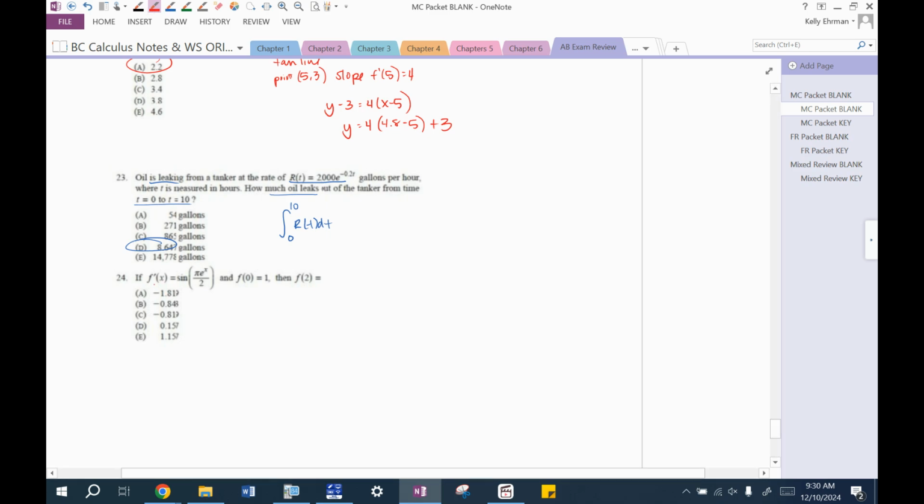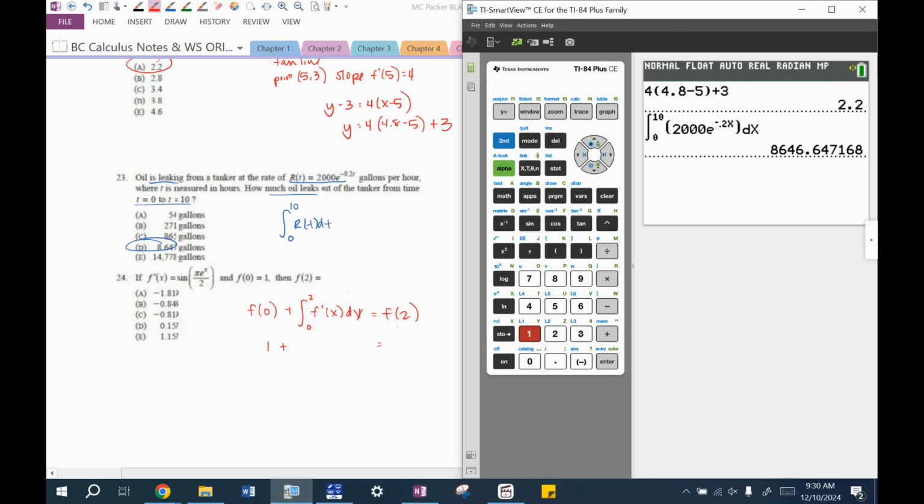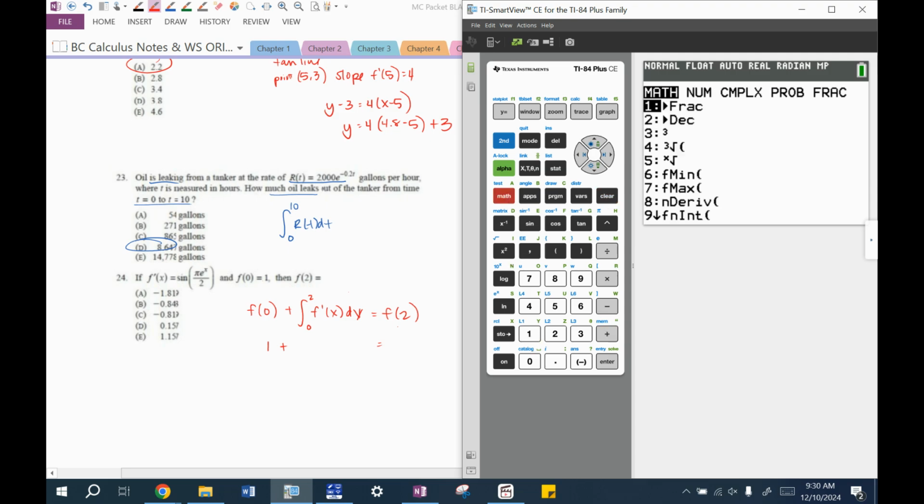And last problem, f prime equals this, f of 0 equals 1. What's f of 2? This is a fundamental theorem problem. This says I should be able to start at f of 0, add the change in position from 0 to 2 of f prime of x, the integral of f prime of x dx, and that should land me at f of 2. So 1 plus this integral is equal to whatever f of 2 is. So 1 plus math 9, 0 to 2, of the sine of pi.